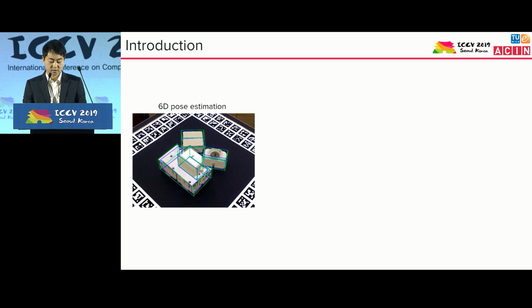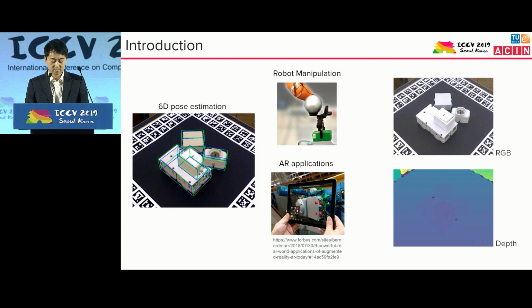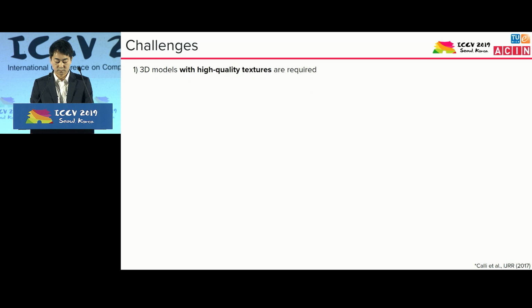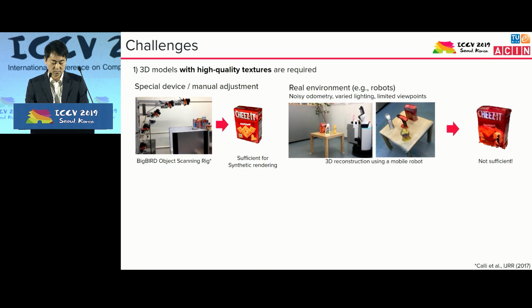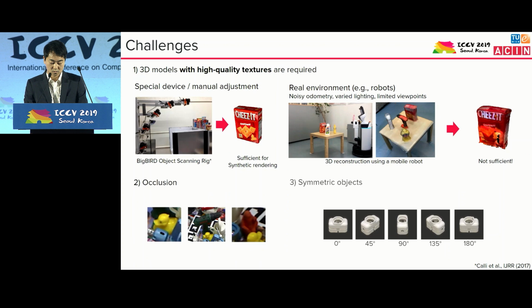6D pose estimation is an essential task for robotics and AR applications. Recently, many researchers have been able to estimate accurate poses without depth values using deep neural networks. To train deep neural networks, previous work has used synthetic images for training, which requires precise 3D models with high-quality textures. So, the rendered image should be similar to the one that we will obtain from the real world. However, it is difficult to build 3D models with good quality in the real world because of external noises. In addition, there are two more challenges we need to face, occlusion and symmetric objects.